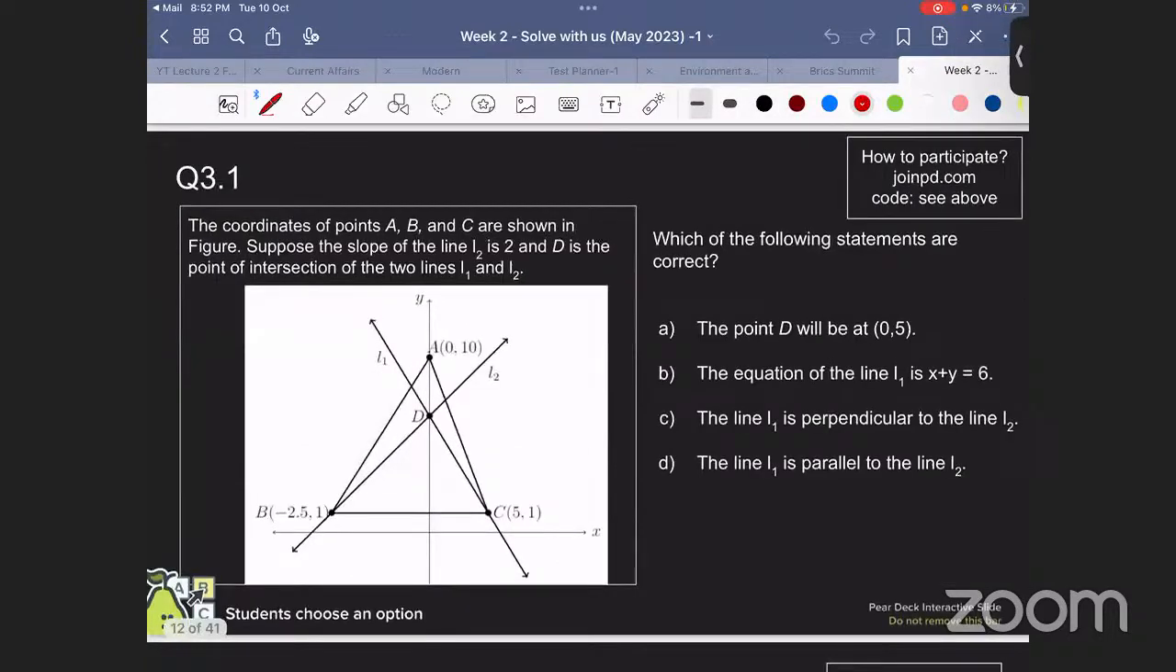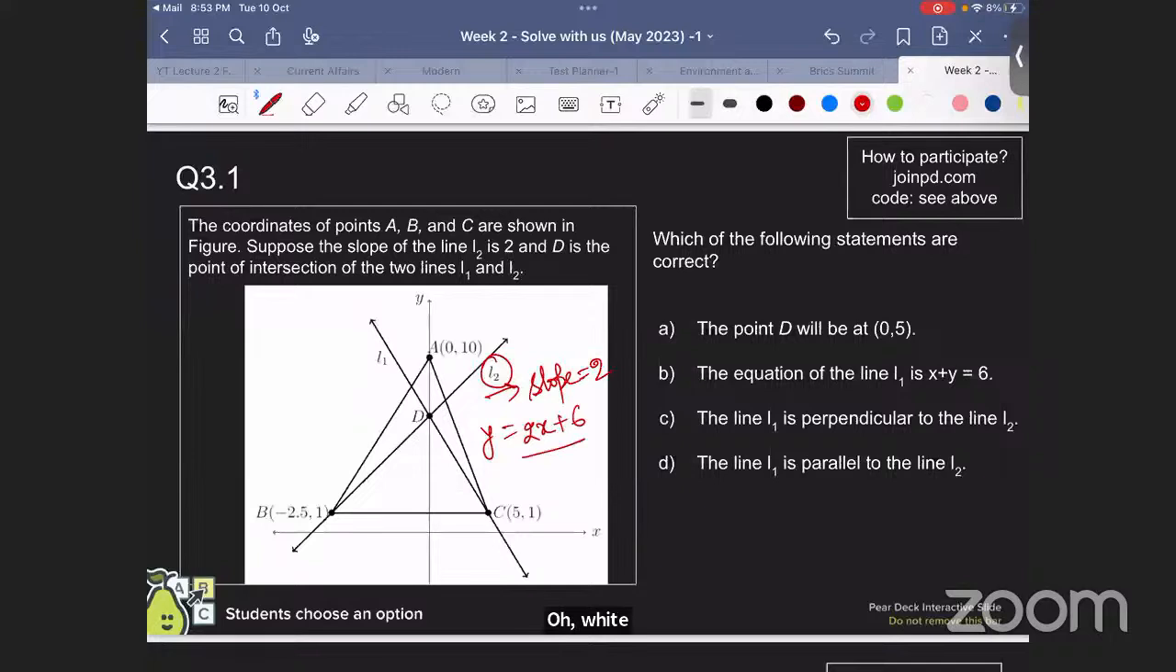Yeah, so we were solving this problem and then we solved. So we have a slope of this equal to 2, correct? So we got the slope of L2. So what was the equation of L2? y equals 2x plus 6, correct?